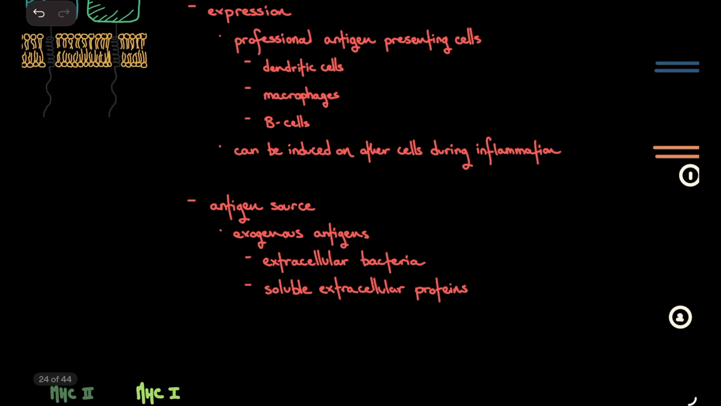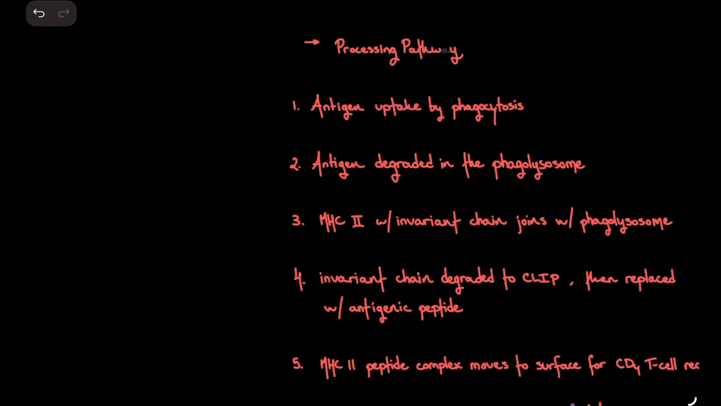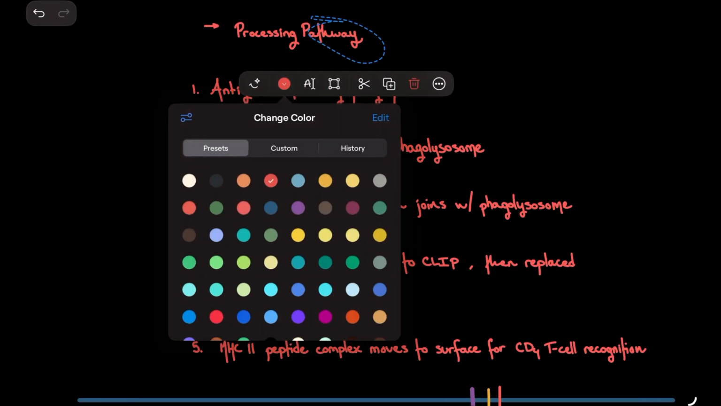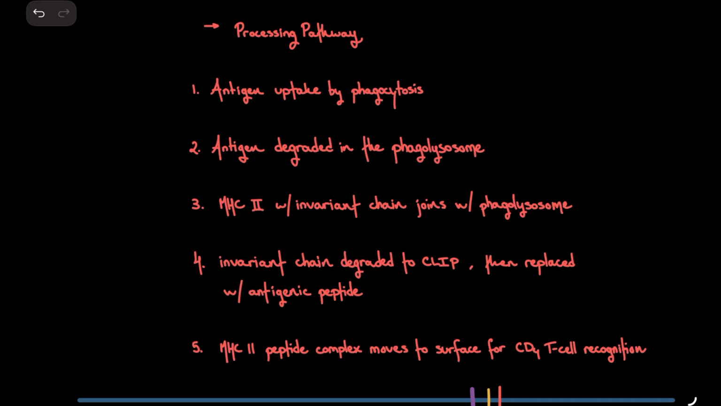The source is typically exogenous, so extracellular bacteria and soluble extracellular proteins, so things on the outside of the cell. What's the processing pathway like? Ooh, I missed my A here. That's kind of funny. Let's make that red. There we go. Antigen is eaten up by phagocytosis. It brings in that content into the cell from the outside, from that exogenous world.